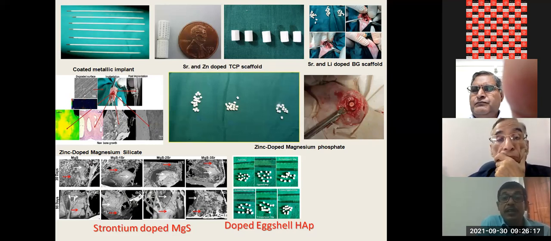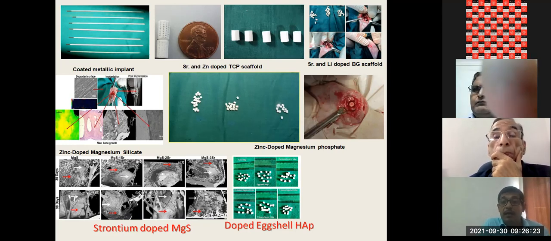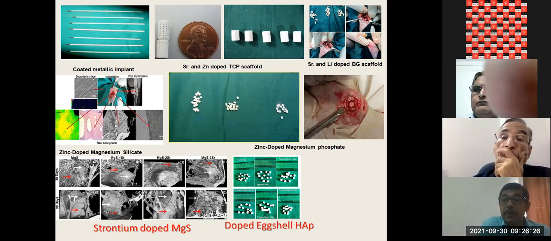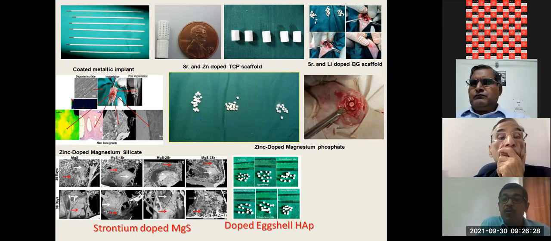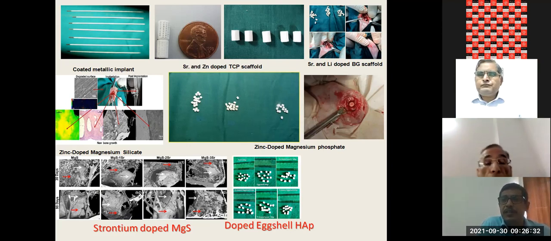When I was in the USA as an adjunct faculty, we carried out some work on 3D printed scaffolds, and we also carried out some metallic iron-doped scaffolds. What is the role of this metallic iron dope normally in human surgery?